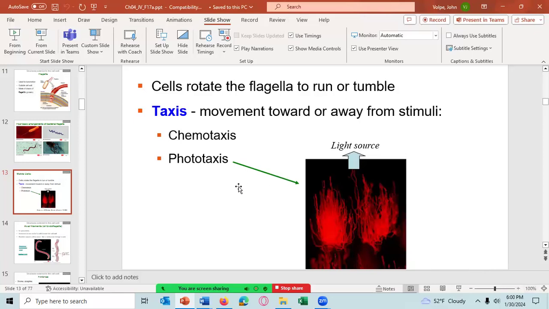Here we're looking at phototaxis, and this is when the cell responds to light and the cell either moves towards the light or away from the light. The light source is up here, the cell is moving this way, so these cells are moving away from the light. It's obvious these cells are not photosynthetic cells, because otherwise they'd move towards the light. Any question about any of this?